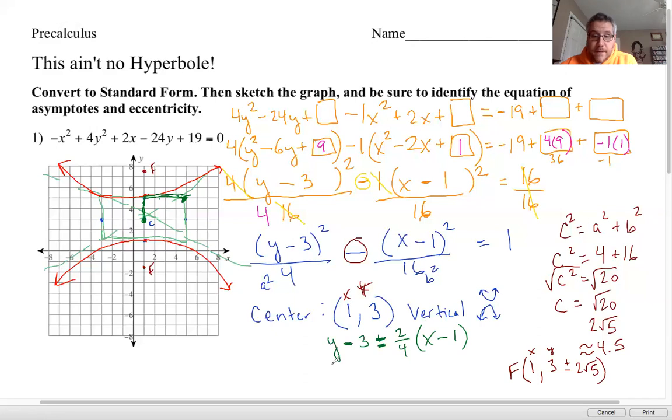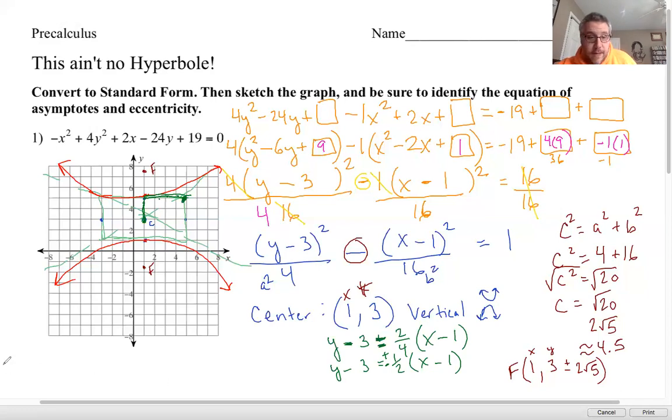Simplify it just a little bit. So we've got y minus 3 equals 2/4 is 1/2 times x minus 1. And that does it. I really need a plus and minus in front of the slope because one asymptote is going up and the other is going down. And that's about it. Again, if you wanted to distribute this, you could get y equals mx plus b, blah, blah, blah. This is the gist of it.